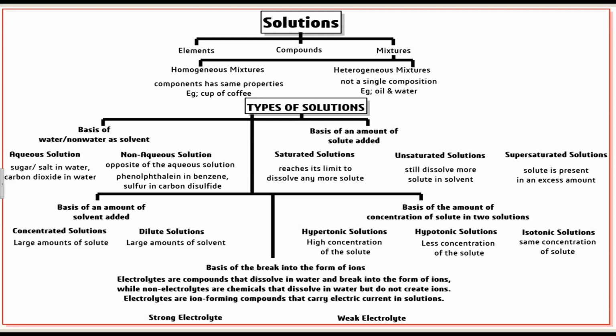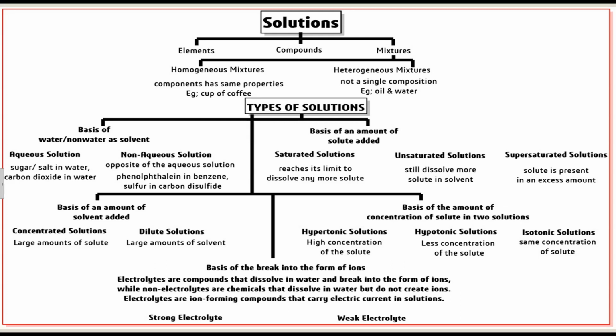Usually a solution is made up of elements, compounds or mixtures. Once the solution is prepared, the mixture might be a homogeneous mixture or a heterogeneous mixture. If it is a homogeneous mixture, all the components have the same properties. For example, a cup of coffee. If it is a heterogeneous mixture, the components are not in a single composition. For example, oil and water.